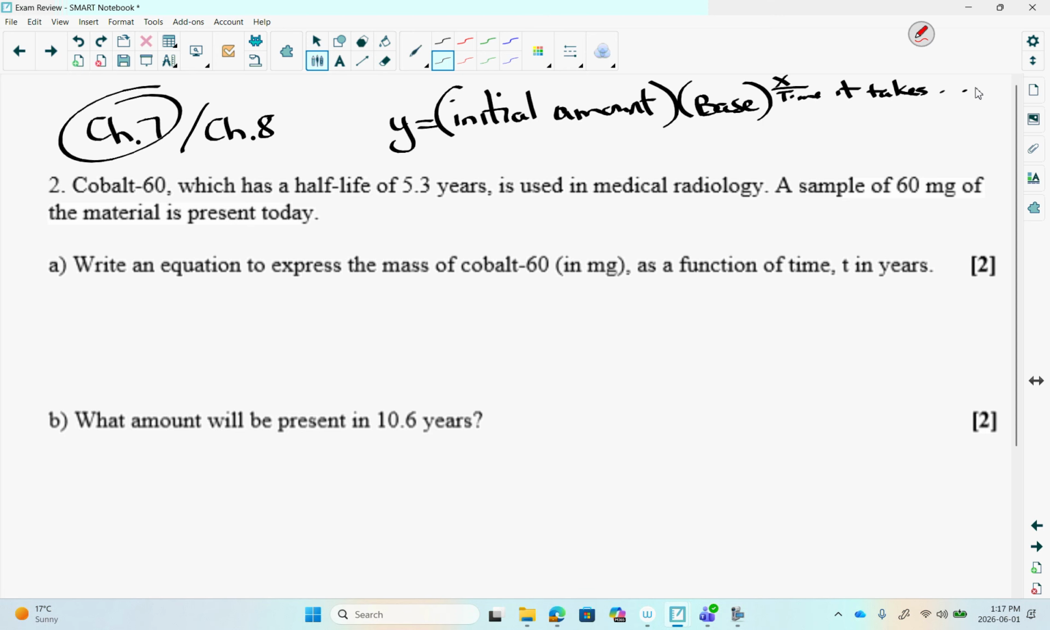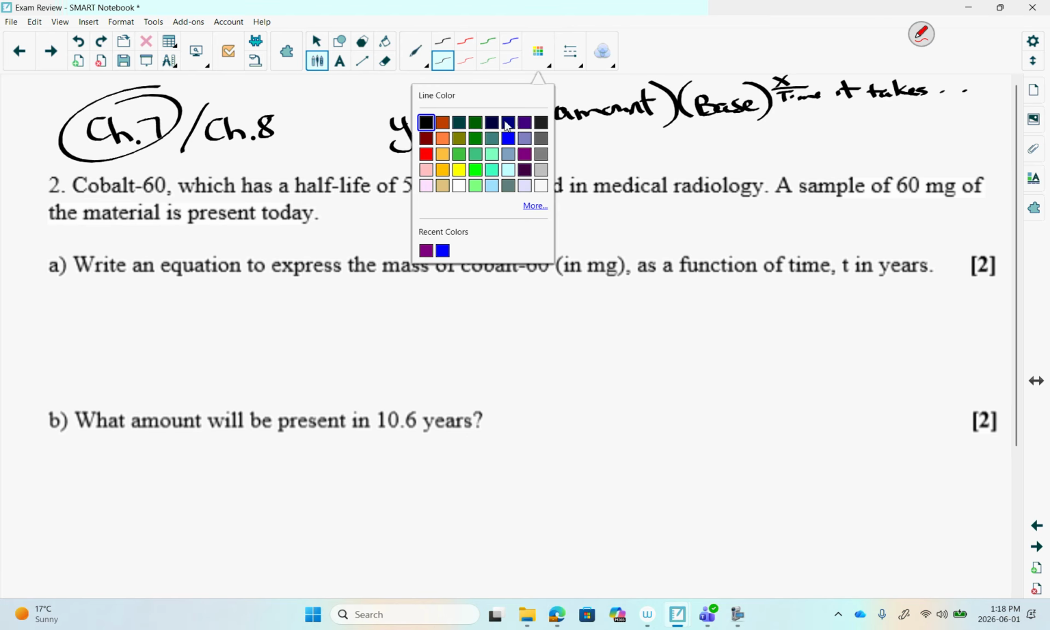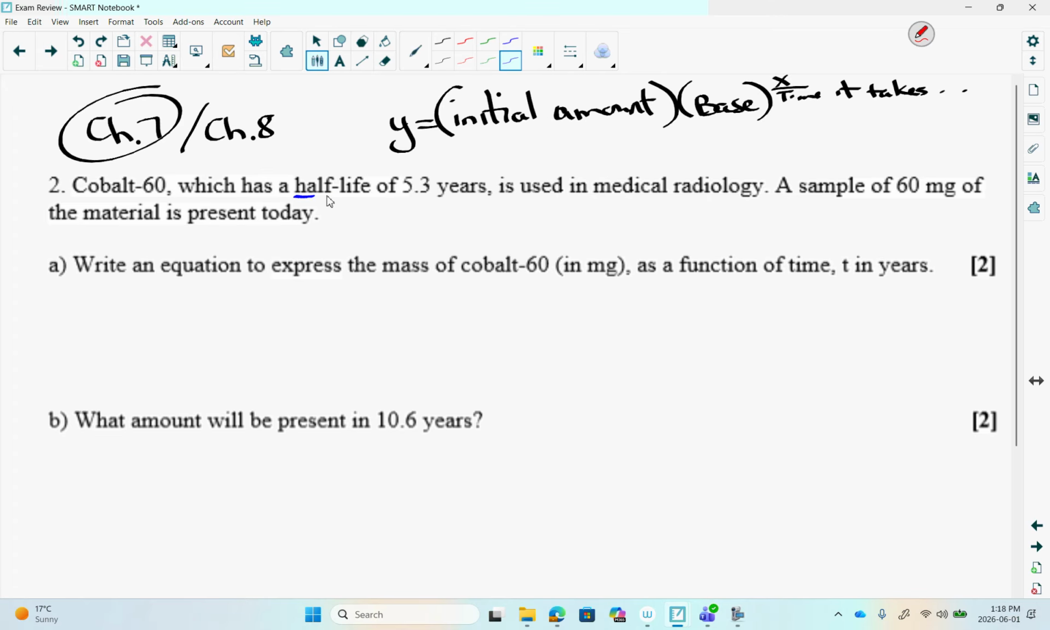So read the question. This was like a test question. I think this is off your test. You might not have had the same initial amount, but it was a similar setup on your test for chapter 7 and 8. Cobalt 60. 60 is the mass number, which has a half-life of 5.3 years. So the half-life, that's my base.